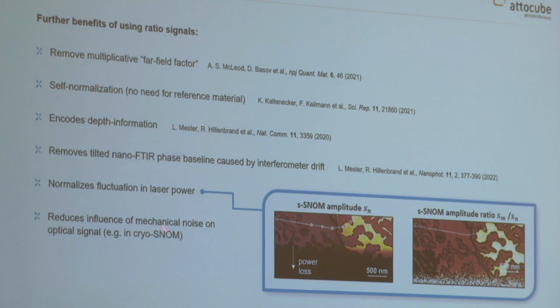And then one last application, which was used in the first version of the cryo-SNOM, a variant of this ratio, is that mechanical vibrations in the system maybe knock the tip a bit further away from the sample, which now also leads to smaller near-field signal. And such a normalization to different harmonics somehow helped reducing this a little bit. I don't know how much. Okay.